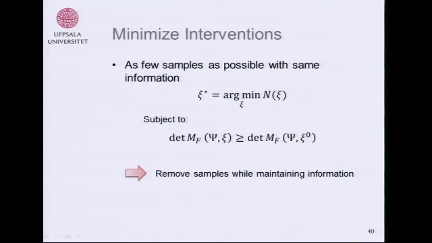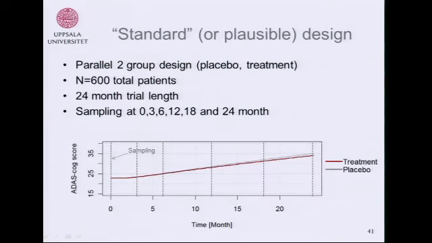Minimal interventions. What we could optimize over is the number of samples in the design, with the constraint that we have at least as much information, measured in terms of the determinant of the Fisher information matrix, as the initial, standard, default design. And this default design looks like that. We have two groups, treatment and placebo. The duration is 24 months. And we have sampling at 0, 3, 6, 12, 18, and 24 months. So that's the default design that we use as a comparison.